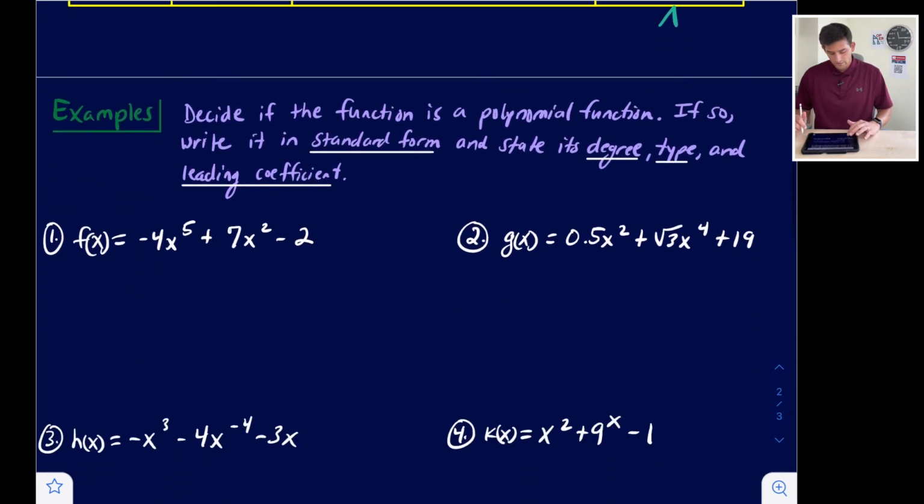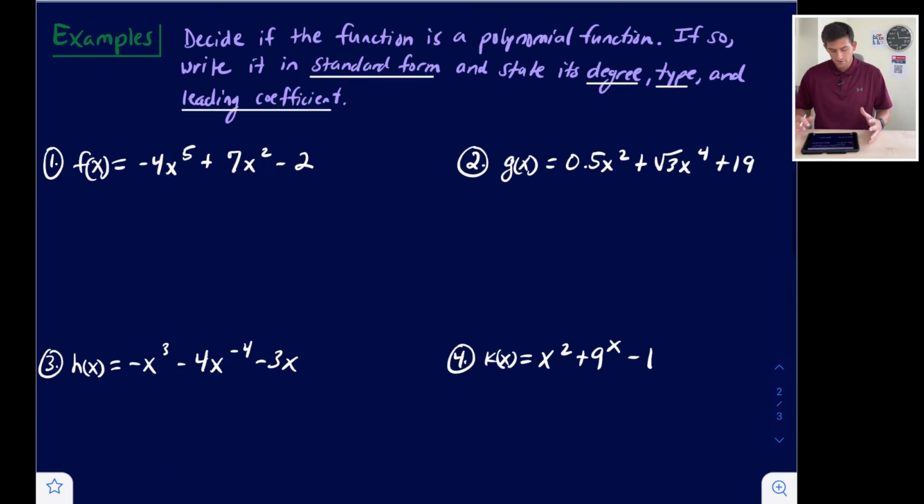So let's take a look at 4 examples here, and we're going to decide, first of all, is this function even a polynomial function? And if it is, we're going to write it in standard form, and we're going to state the degree, the type, and the leading coefficient, okay? So for number 1, we have f of x equals negative 4x to the 5th power plus 5x squared minus 2.